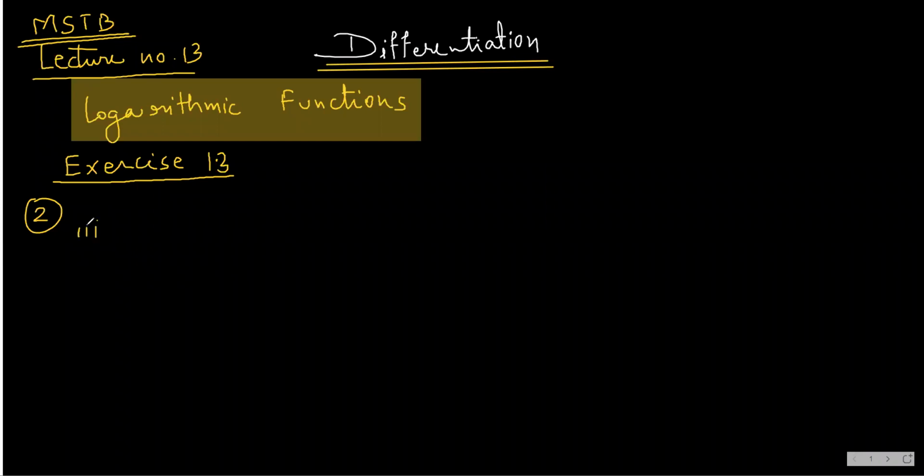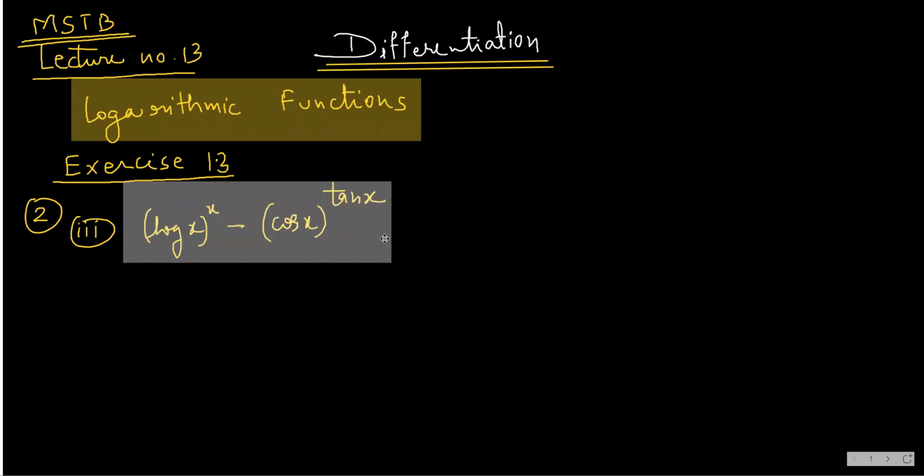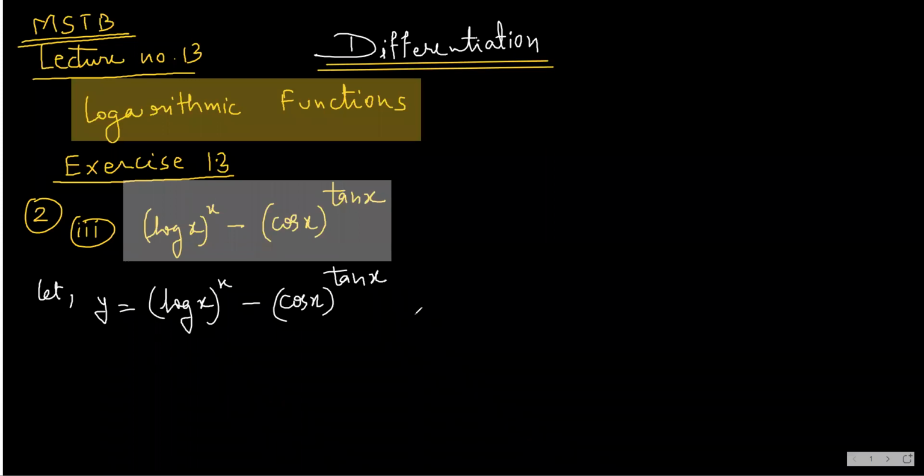The third one is log of x raised to x minus cos of x raised to tan x. So what we have to do is differentiate this given function with respect to x. As usual, what will be my first step? I will write let y equals log of x raised to x minus cos of x raised to tan of x. This is my first step.